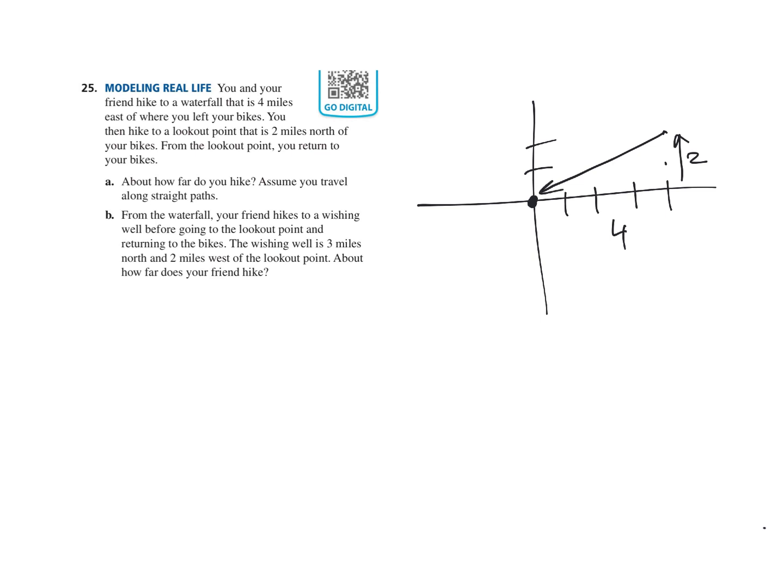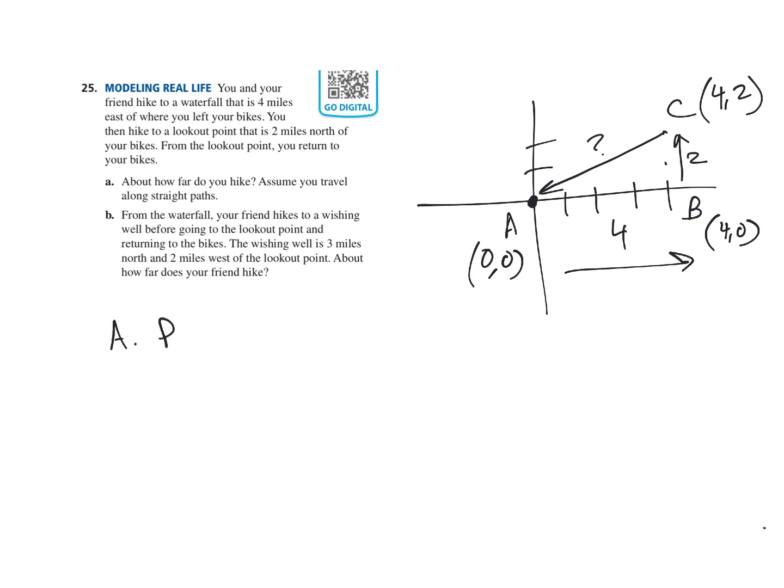So now we went 4 miles east, 2 miles north, and then we have to figure out that as well. So it says, about how far do you hike? All right, so we have to get this information here. So we'll say this point A, point B, and point C. So point B is at 4, 0. Point C is at 4, 2. And A is at 0, 0. All right. So it's a perimeter problem. How far did you hike altogether?